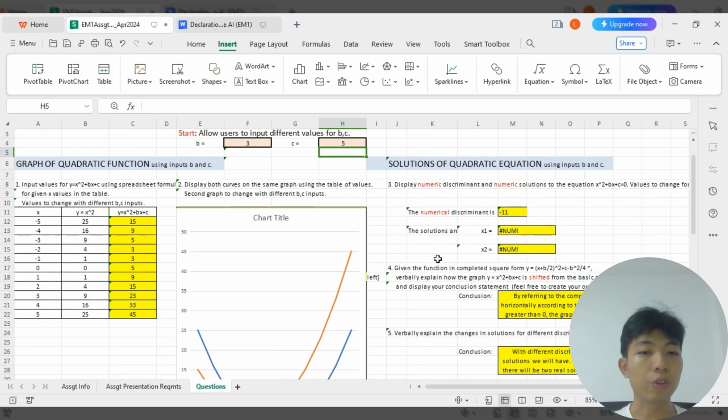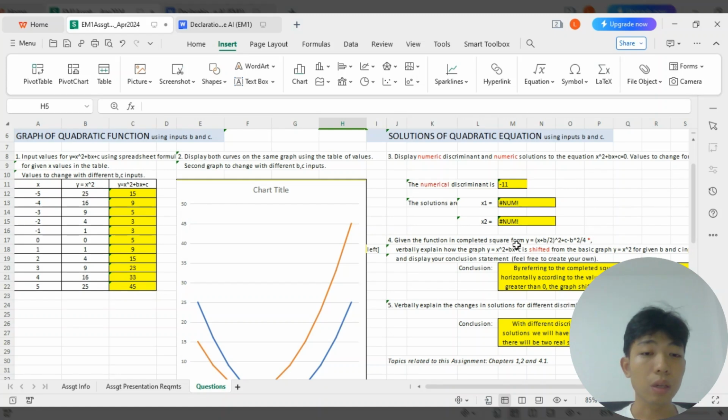After that, we are going to find the discriminant with the formula b squared minus 4ac. With the given input values of b and c, we get a discriminant value of minus 11. Then we are going to find the values of x1 and x2 with the quadratic formula x equal to minus b plus or minus the square root of b squared minus 4ac, all over 2a. And here it is NaN because the solutions are not real solutions.